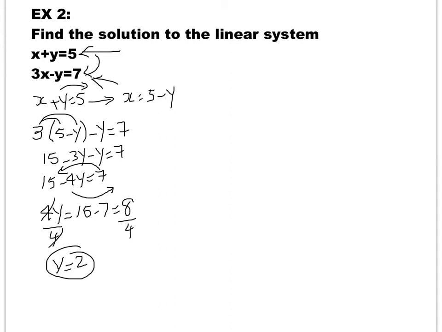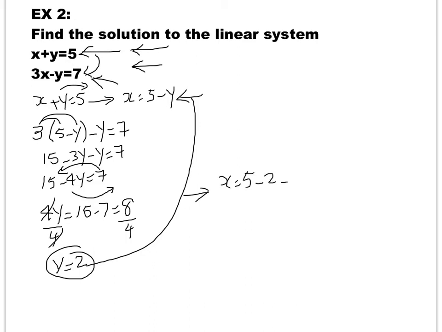Now pick again any one of these equations, the first or the second one, to find x. Better than this one, we have the third equation, which is already changed: x is 5 minus y. So I'm going to put y equal to 2 in the third equation and find x. Using this equation and this value, I get x is 5 minus 2, which is going to be 3. So I found that the POI is 3 and 2.